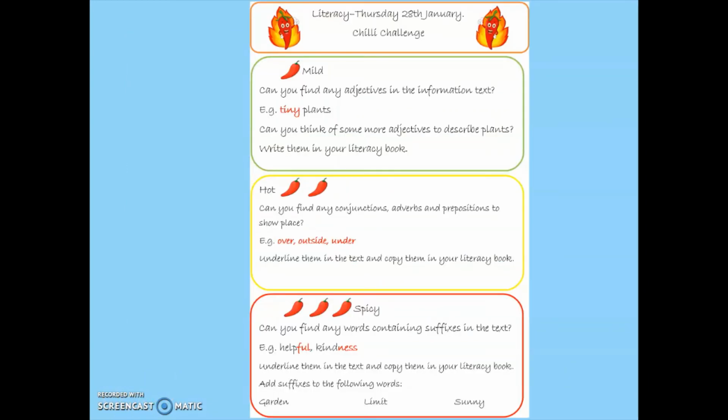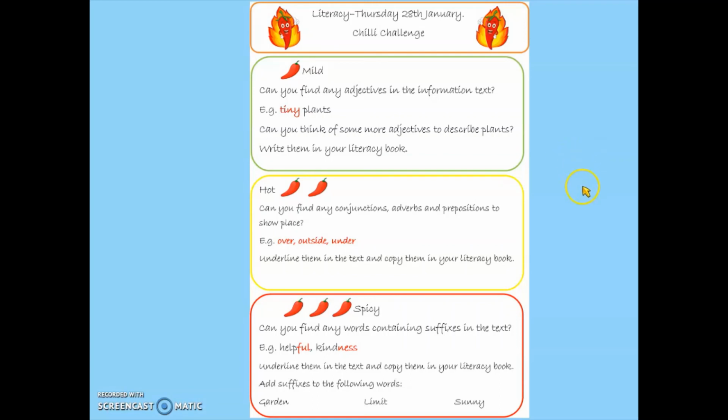Your chilly challenges for today include looking through the text, and trying to find different types of word class or different types of grammar. The mild challenge, you need to look for adjectives in the information text. Remember, adjectives are words that describe the noun. So for example, tiny is an adjective to describe plants. Can you think of any more adjectives that you could use to describe plants in your information text? Write them in your literacy book.